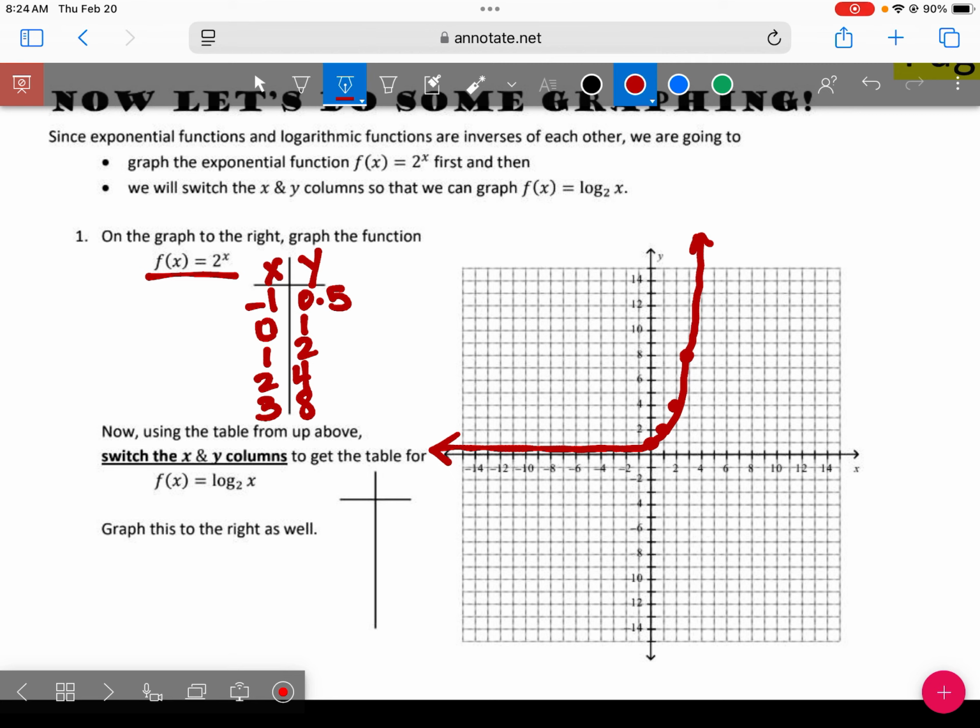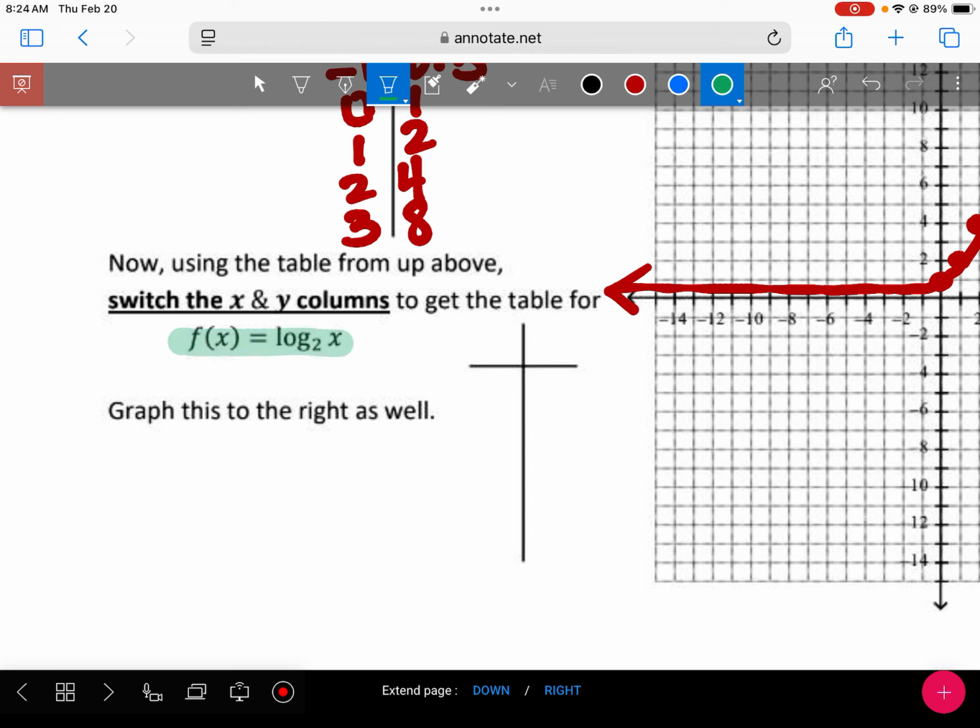Now, in order to graph a log, we will still create the exponential table, but we're not going to graph it. The reason why is because we need the exponential table to create our log table. So now to graph this function here, which is the log base 2 of x, we need to switch the x and y column. So I'm going to graph this one in blue.